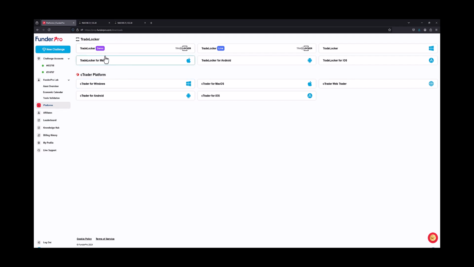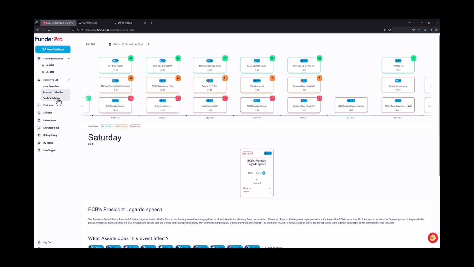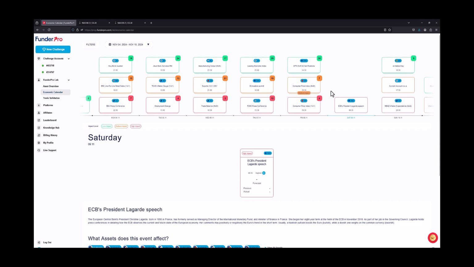I do not recommend it. TradeLocker is the best. But going back here, obviously you have your assets overview, you have your economic calendar, which is really, really nice. You can basically see upcoming news that's coming out, and what day.